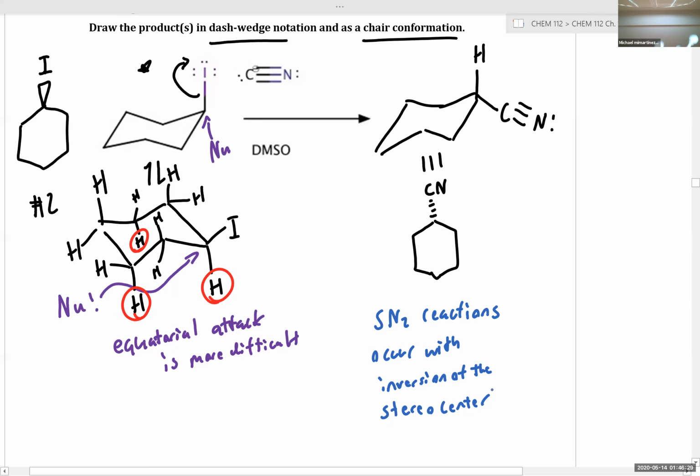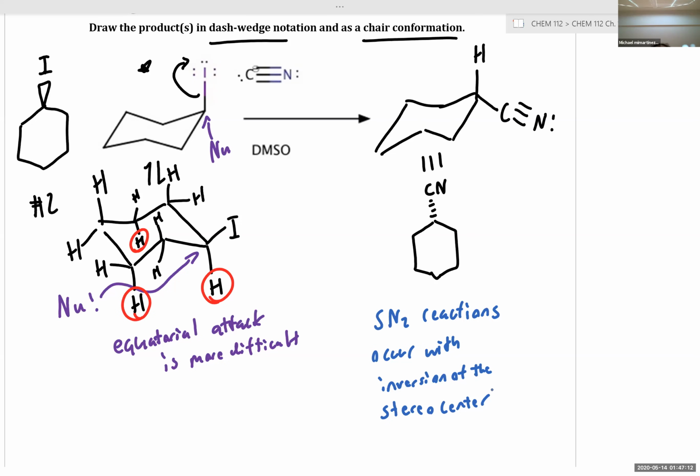So just to showcase that, if we're looking at our axial species, here we go. So here's our axial species. When we attack our axial and displace our leaving group, we attack our carbon and displace the axial iodine. The stereocenter undergoes an inversion.